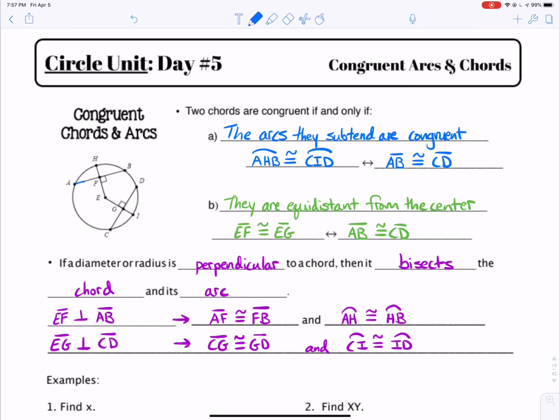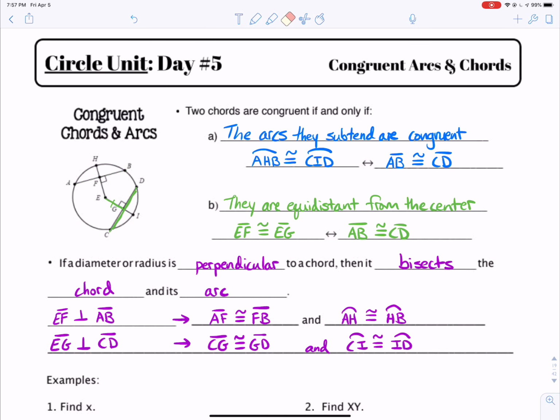Two chords like AB and CD are congruent if we know that the arcs, like arc AHB is congruent to arc CID, for example. Then we know that chord AB is congruent to chord CD. If you know one of those is congruent, the other would also be congruent, like the chords or the arcs. We also know that two chords are congruent if they are equidistant from the center. So if chord AB is equidistant from the center as chord CD, then we know they're congruent.